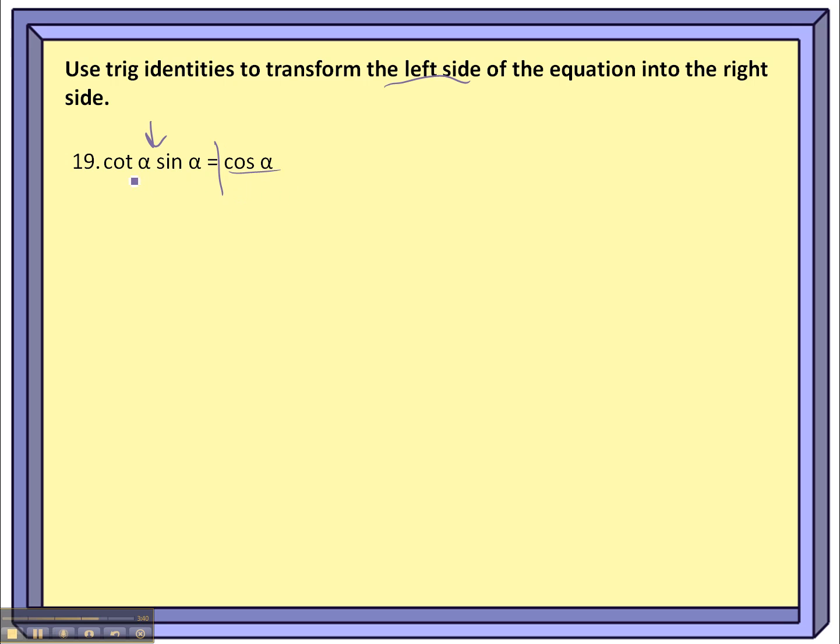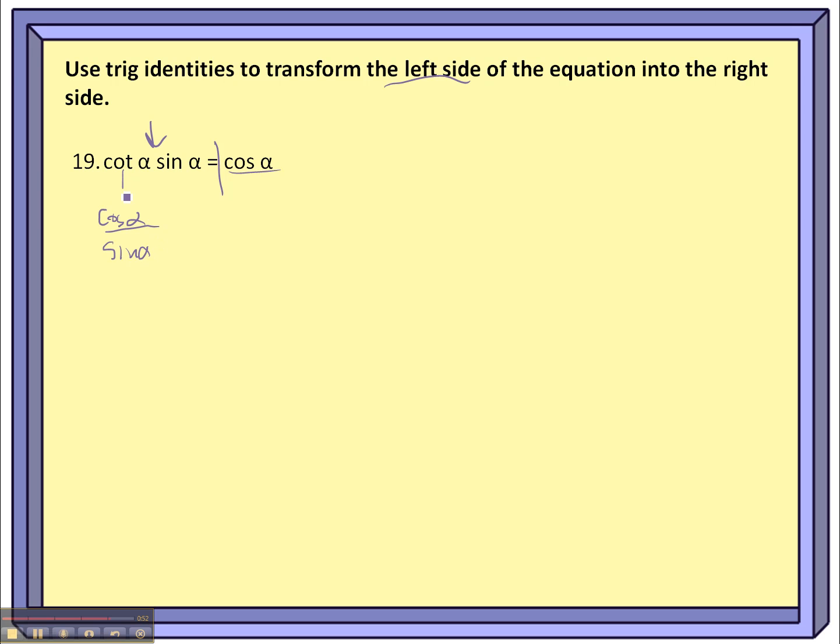Okay, so we're just going to do some substitution with stuff over here on the left side, and then whittle it all down to make it look like the right side. So I've got a cosine over here is what I have to make this look like. Cotangent times sine. Well, I know that cotangent in terms of sine and cosine is cosine alpha over sine alpha.